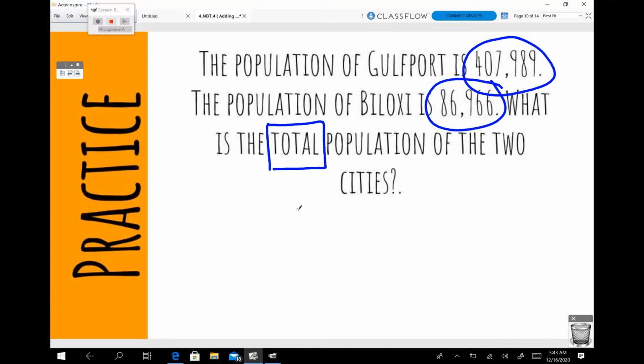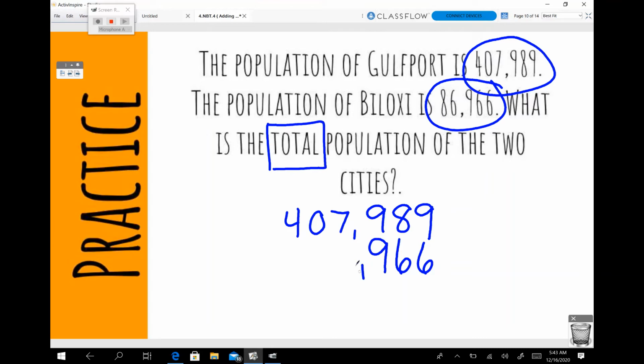So I'm going to write my first number. And then when I go to write my second number, I'm going to write it starting with the ones place underneath the number I already have written. This makes sure that I line it up starting from the smallest place and not from the front.